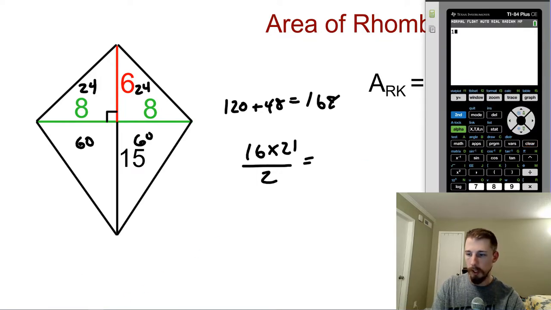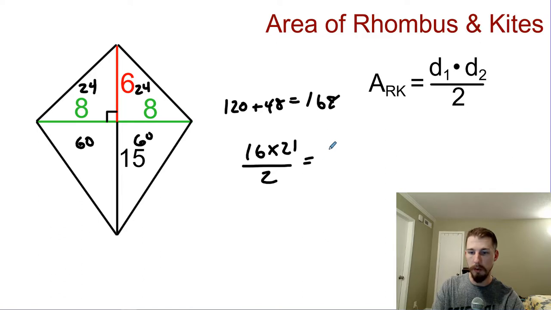So I'm just going to put that in my calculator real quick. 16 times 21, and then I'm going to divide that by 2, 168. How cool. It's exactly what we got whenever we did the area by deconstruction. So why did that work?